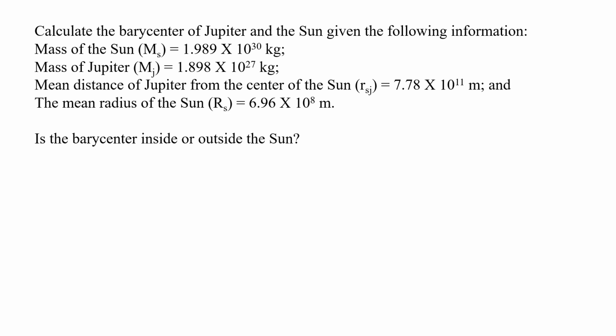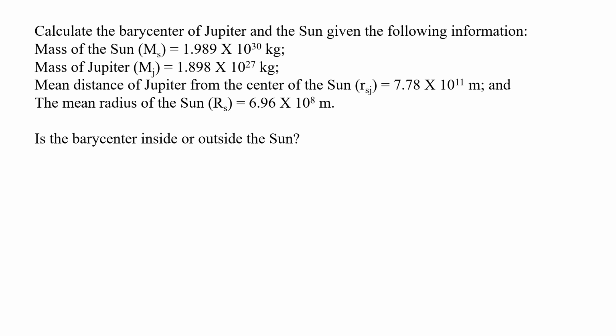And the mean radius of the Sun: 6.96 times 10 to the 8 meter. Is the barycenter inside or outside the Sun? Alright, so we're given the masses of the two, that's the Sun and Jupiter, and the mean distance between the two, and the radius of the Sun, and we are asked to find the barycenter.